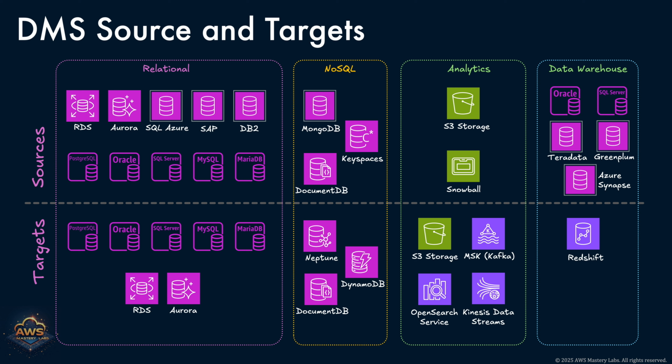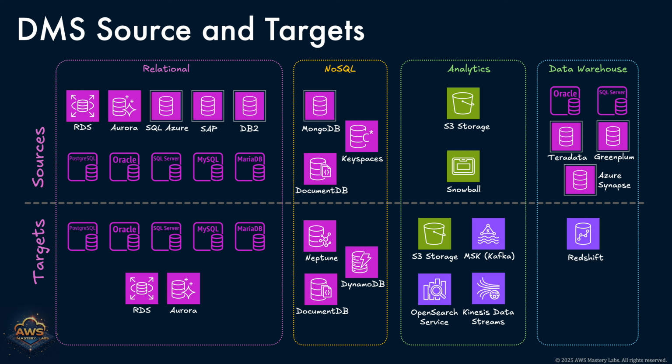For data warehouses, AWS DMS supports Amazon Redshift as a target, allowing you to feed structured, cleansed data directly into your analytics environment. This is especially useful for organizations that want to unify operational and analytical data for real-time business insights.